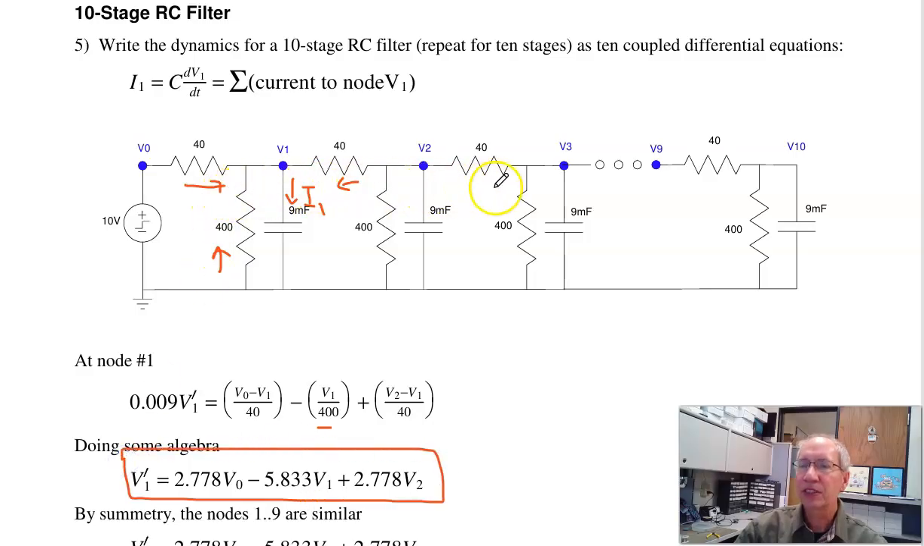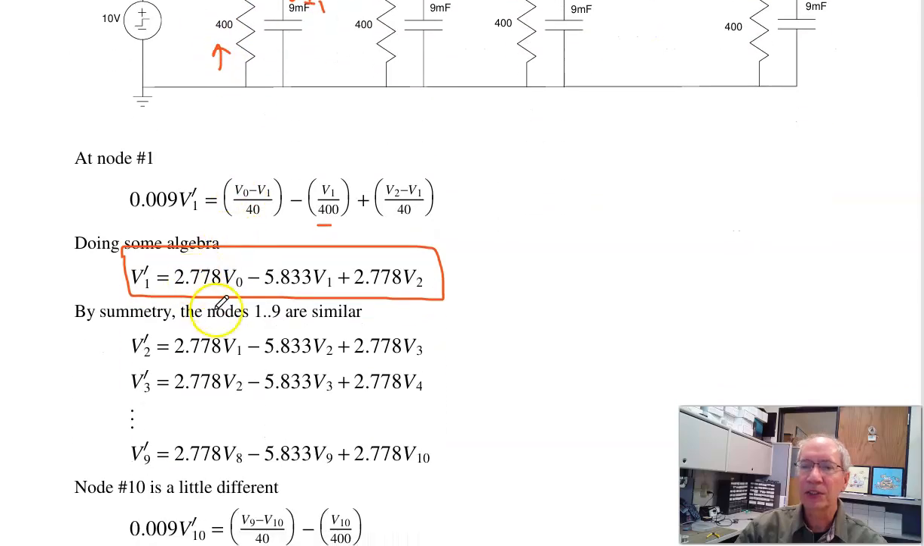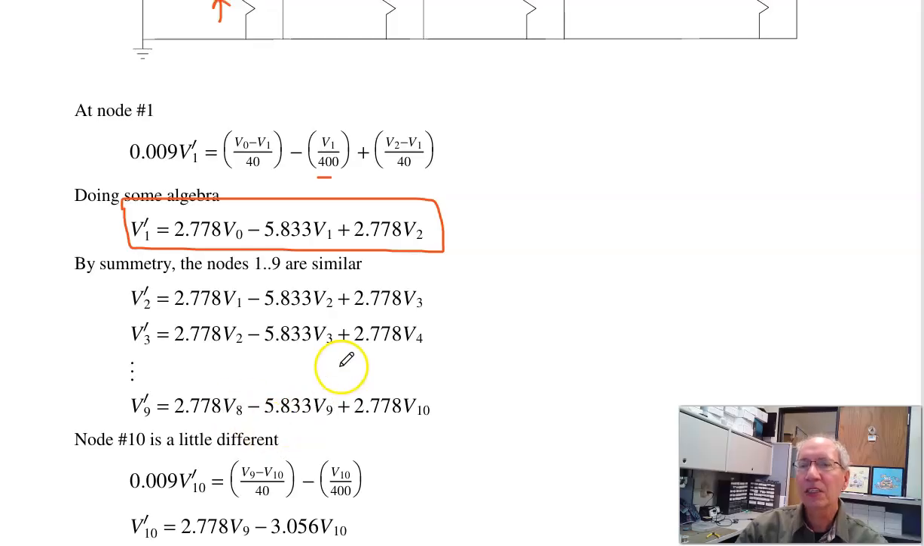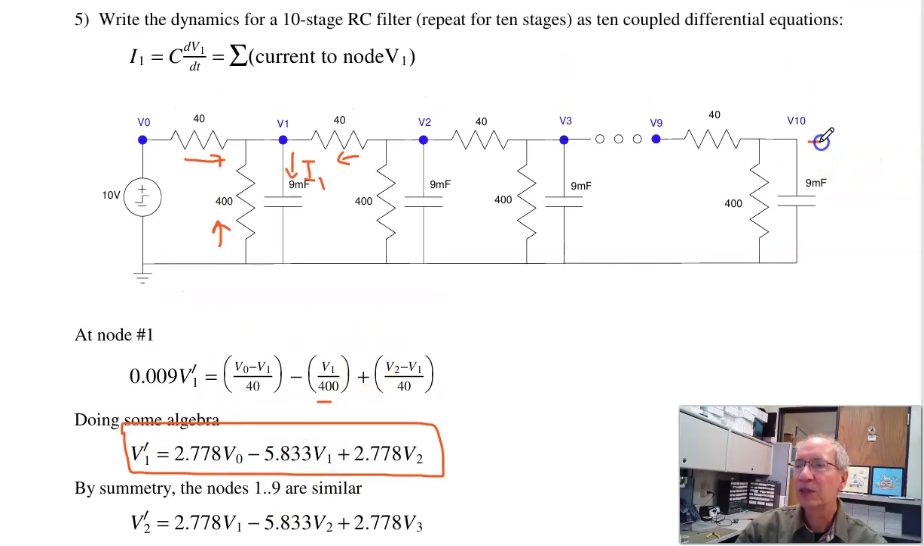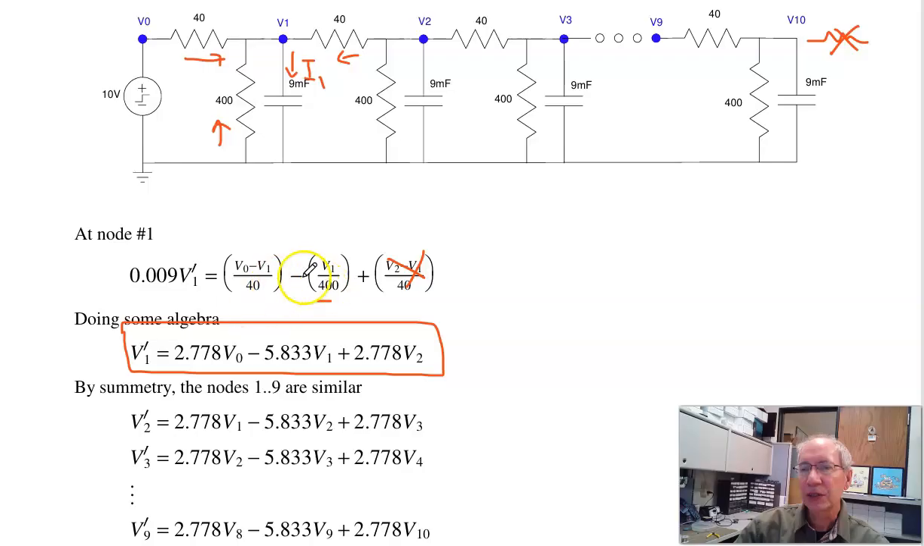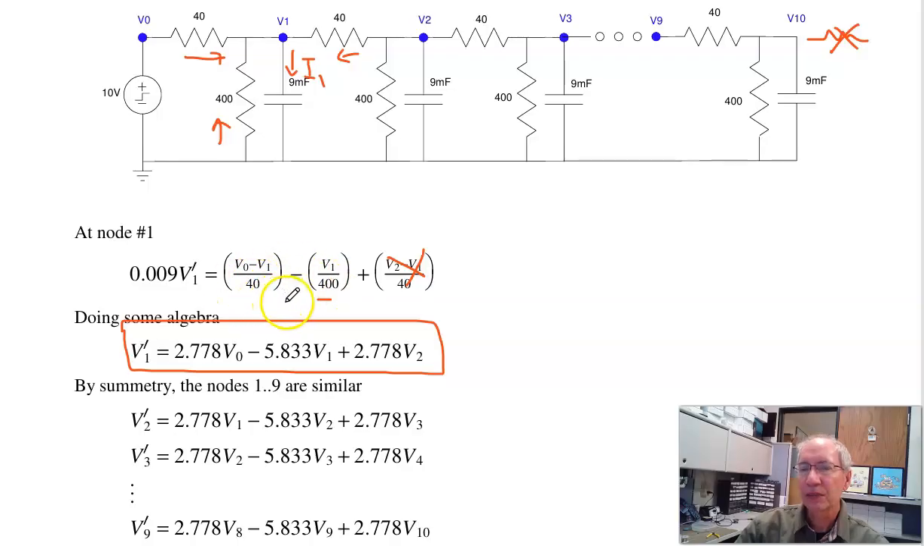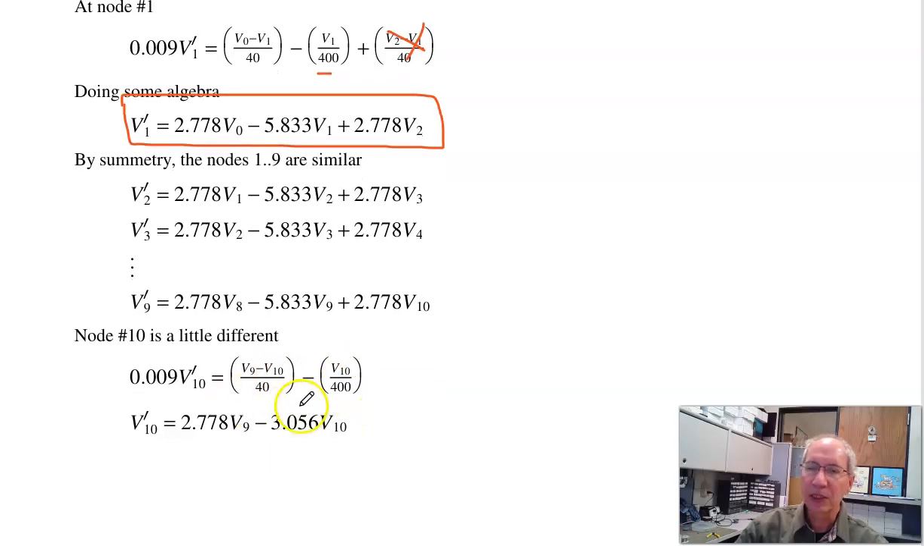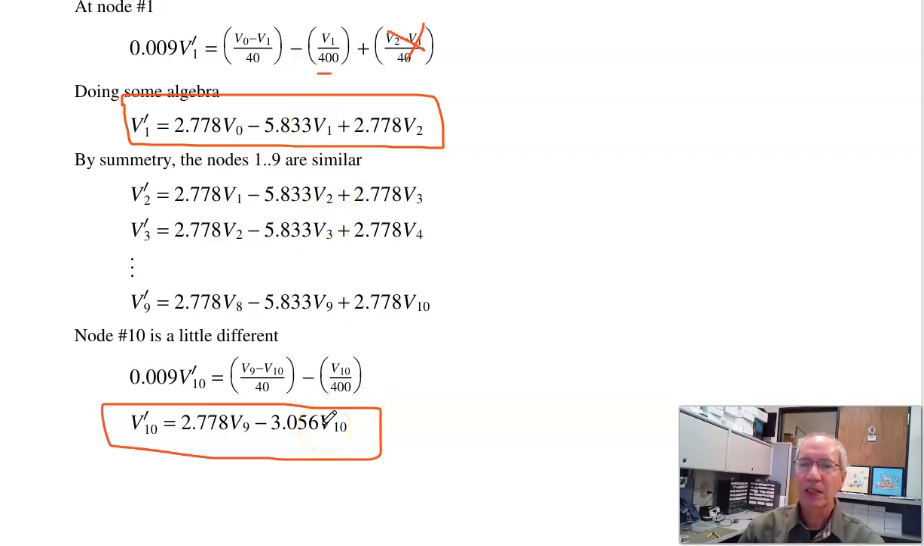By symmetry, since all the nodes are identical, this is also the differential equation at node 2, 3, 4, 5, 6, 7, 8, 9. Node 10 is a little bit odd. At node 10, there is no 440 ohm resistor attached. So this term goes away, and I just get those two at nodes 9 and 10. So that's the differential equation at node 10. Doing some algebra, that's the last node. So these get repeated 9 times. Last node's a little bit different. That is the differential equation that describes this circuit.